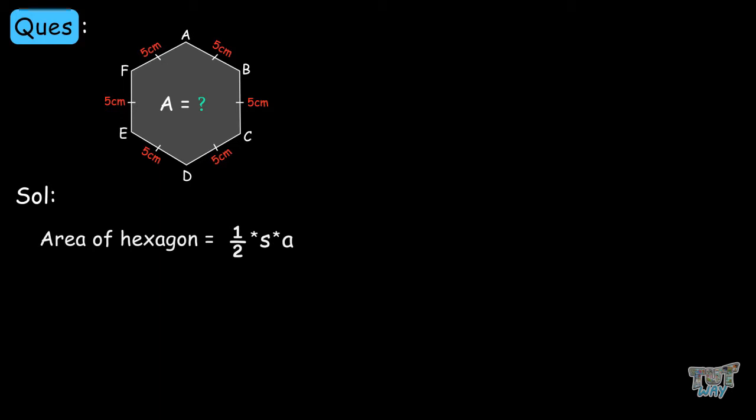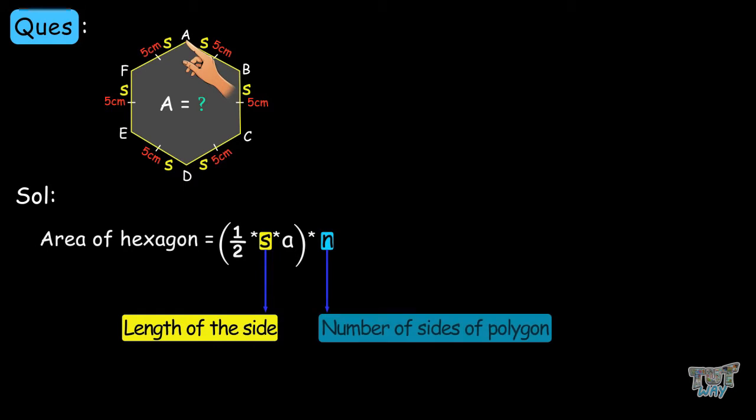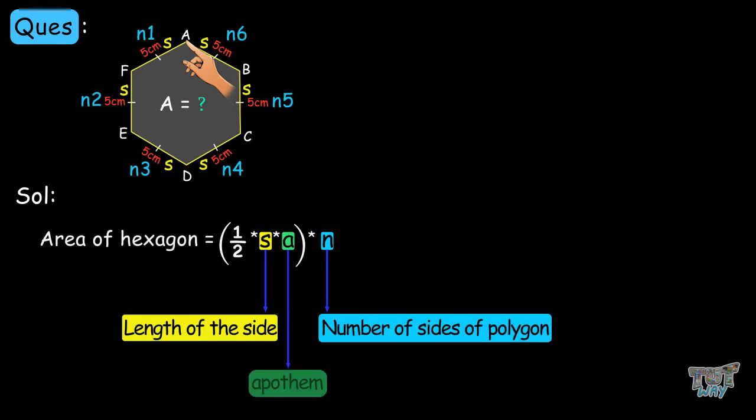We have a regular hexagon with sides of 5 centimeters, and we have to find its area. Method 1. We have a formula for finding the area of every regular polygon. Half multiplied by S multiplied with A, and the whole thing multiplied with N, where S is the side length of the hexagon, N is the number of sides of the polygon, and A is the apothem, that is the perpendicular drawn from the center of the regular polygon to any side.